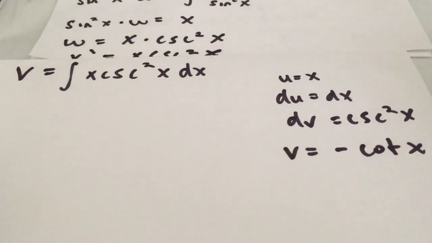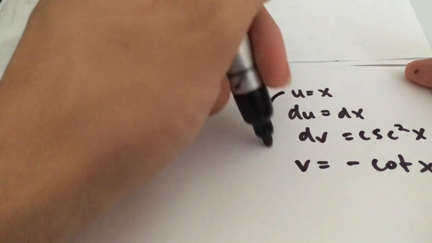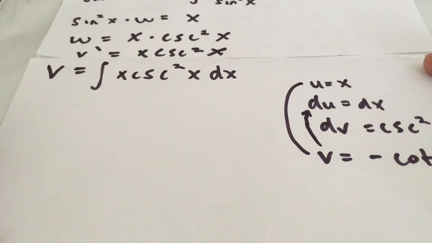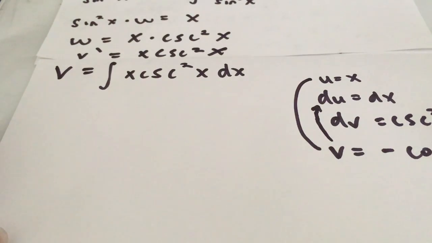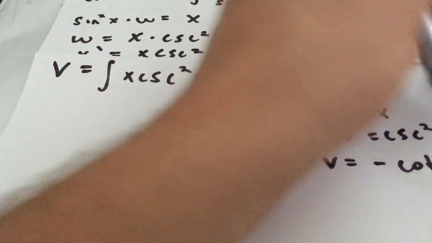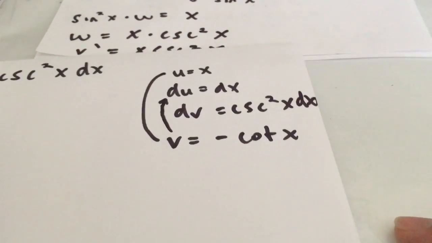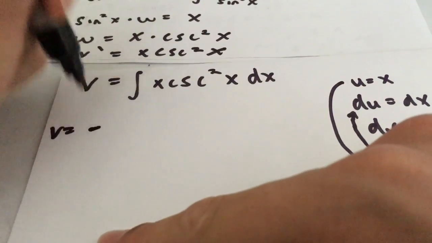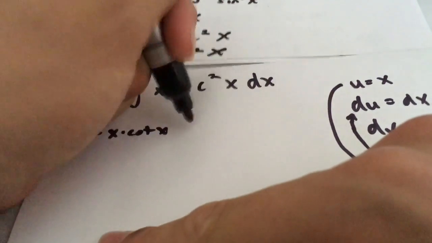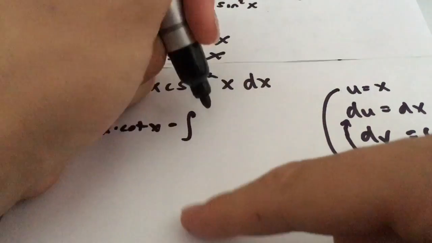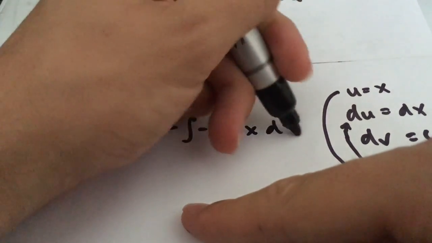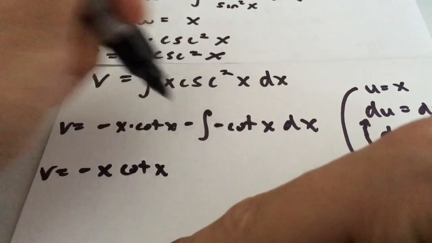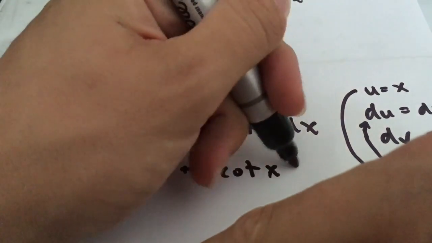Now, using integration by parts, it's u times v, minus the integral of v times du. So what we'll have is v equals negative x times cotangent x minus the integral of negative cotangent x dx. Now from here we could say v equals negative x cotangent x plus the integral of cotangent x dx.